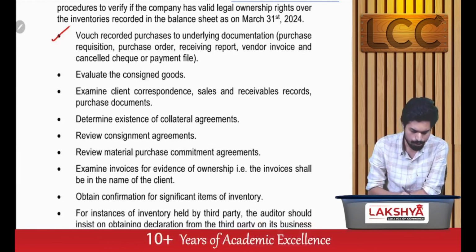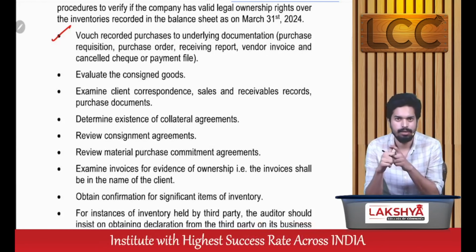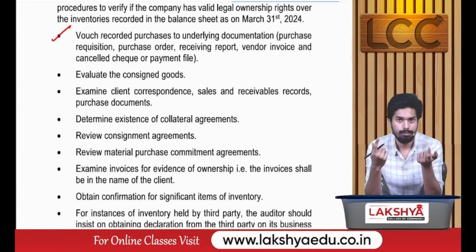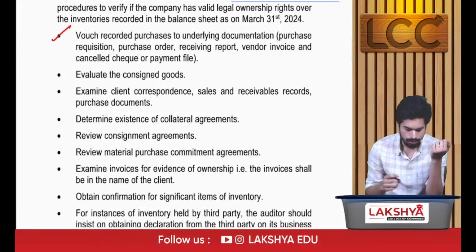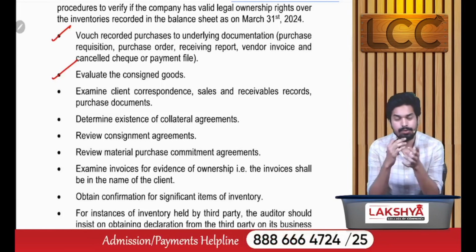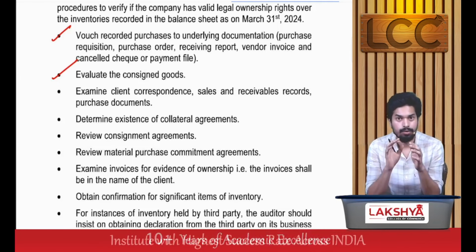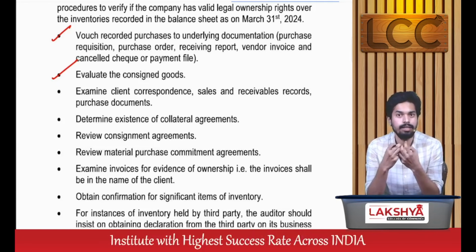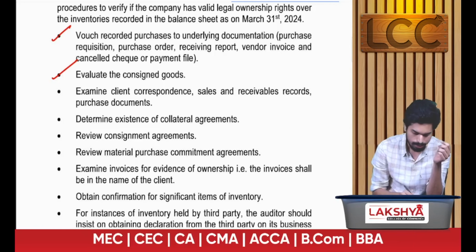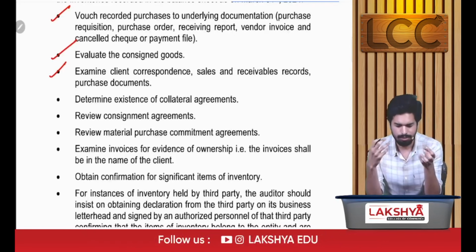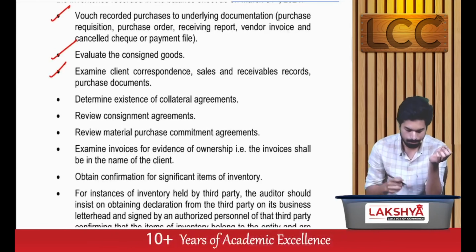First one, vouch recorded purchases to underlying documentation like purchase request, purchase orders, receiving reports, nothing but goods received note, vendor invoices, payment receipts, etc. Thereafter, evaluate the consigned goods. Consigned goods are the goods owned by the consigner, held by consignee. Now you have to test whether entity is holding any consigned goods, because entity has to exclude that from the inventory.